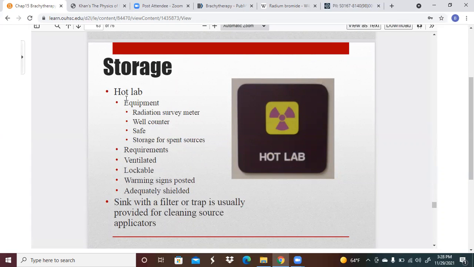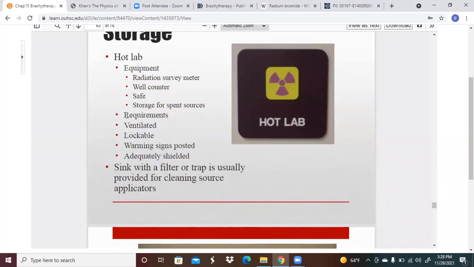Usually you're going to be working with a hot lab where the equipment is a survey meter, a well counter, safe storage for spent sources. The requirements are that it's ventilated, lockable. You've got warning signs saying, hey, this is a hot lab. You probably really don't want to wander in here, and they are adequately shielded. You have a sink with a filter or trap. It is provided for cleaning source applicators.